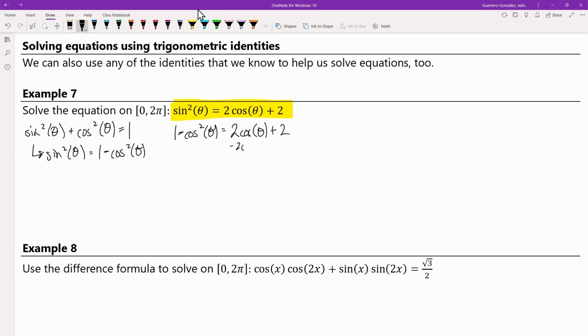So minus 2 cosine theta, minus 2. Minus 2 cosine theta, minus 2. What I get left with now is this. I'm going to start putting stuff in the order that it's supposed to go in. Minus cosine squared theta, minus 2 cosine theta, minus 1 is equal to 0.